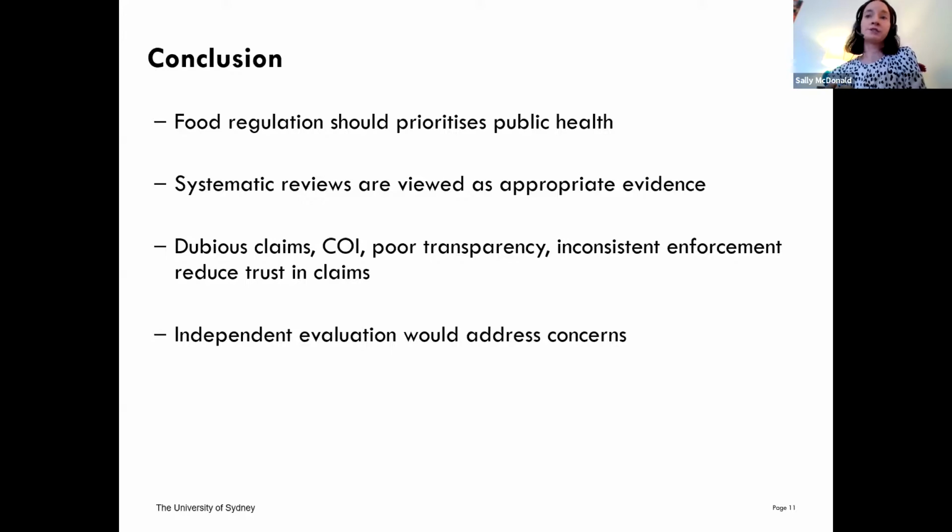Our food regulation should protect public health and enable informed decisions by consumers. And our findings so far suggest that while systematic reviews are appropriate evidence for examining the associations of foods with health outcomes, significant concerns exist with the standard among all stakeholder sectors. This is due to the risks of dubious claims, possible conflicts of interest, and limited transparency of systematic reviews used to substantiate claims, as well as the lack of peer review. Independent evaluation of systematic reviews before allowing claims on the market would address a number of these concerns.